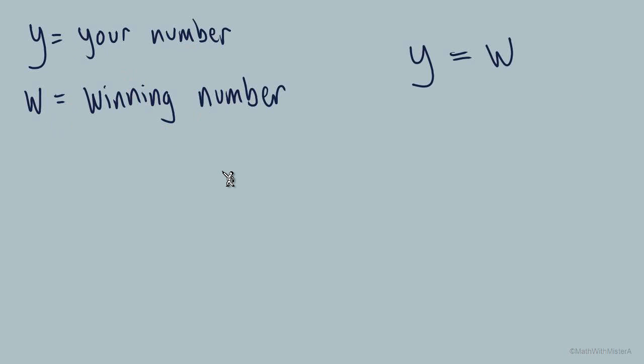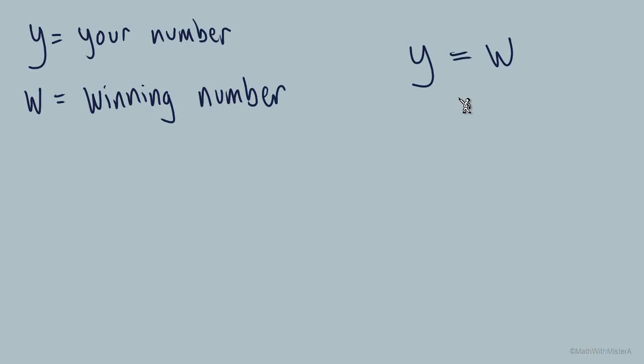But let's say this raffle is a little bit more generous, where you can win if your number matches the winning number, or if your number is on either side of that number, if it's one bigger or one less. So if you picked 26, then you would win if the winning number was 26 or 27 or 25, if the winning number was one bigger than or one less than your number.